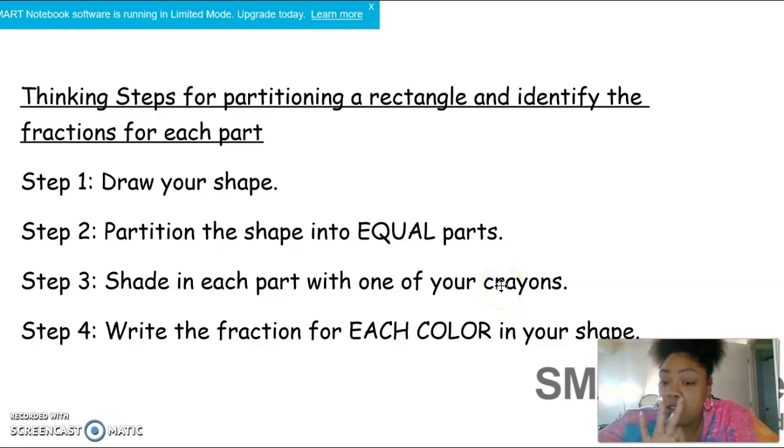So this is why I asked you to get 3 different crayons or color pencils before this lesson began. And then finally, step 4, we're going to write the fraction for each color in your shape. Now, once we get started, you'll see why I wrote each color in big bold letters, because that'll be really, really important once we get started. So, the first example we're going to look at is a real world example. It is a flag of a country in Africa.